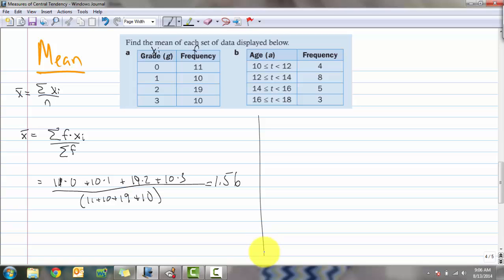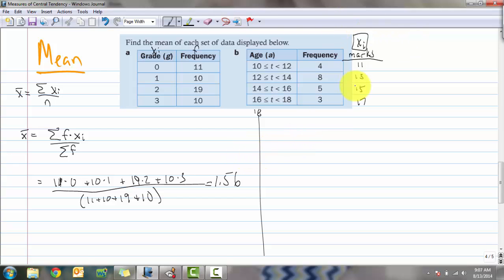All right, so example B, well, how do we do that? We have classes now. We have the first class going from 10 up to, but not including 12. What do we do? Well, what we need is we need the class marks. That's going to be our xi value. So what is the first class mark? We're going to go halfway between the 10 and the 12, so our first class mark is 11, and then 13, and then 15, and the next class would start with 18, so we go halfway in between those for 17.